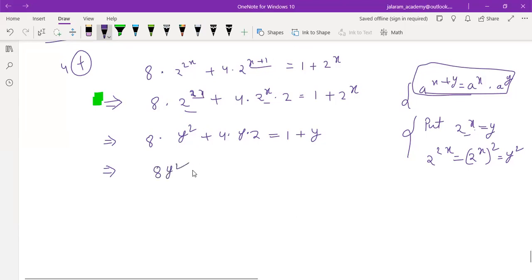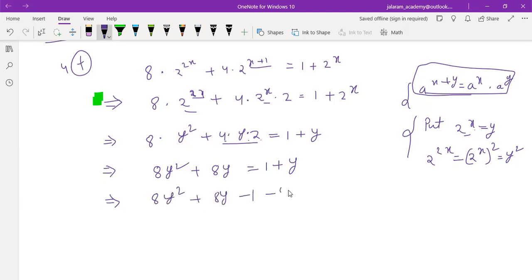So 8y square plus 4 into y into 2, which means 4 twos are 8y, equals 1 plus y. Now transfer all the terms to the same side. 8y square plus 8y minus 1 minus y equals 0. It implies 8y square plus 8y minus y, that is 7y, minus 1 equals 0.